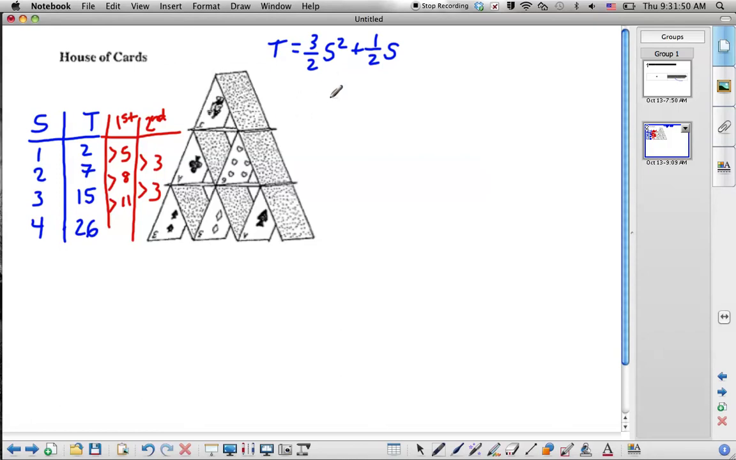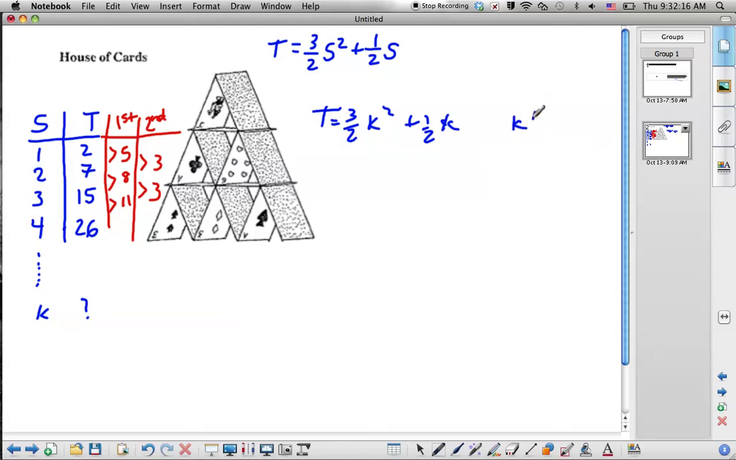What we're going to do is assume that somewhere along the line here, we're going to have the kth story. And I don't know how many total cards there are. But we can figure that out if we take our kth story and put it into our equation for total cards. So here is 3/2 k squared plus 1/2 k. That represents the kth story.